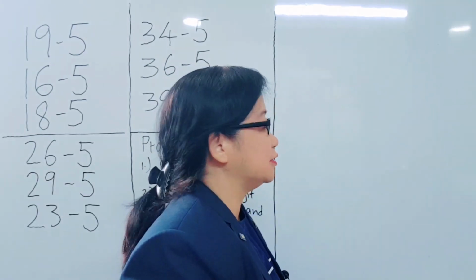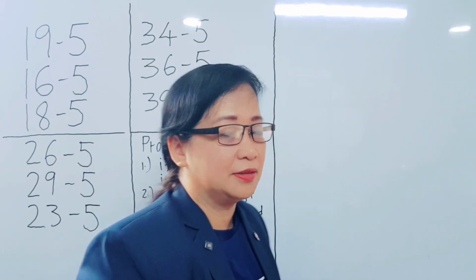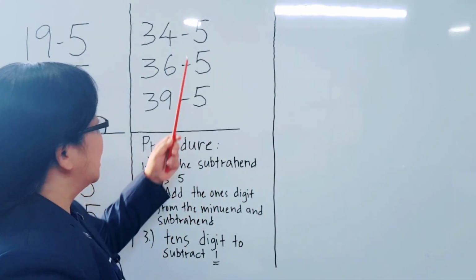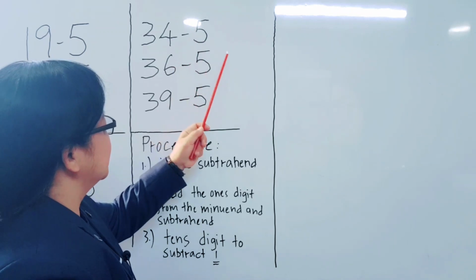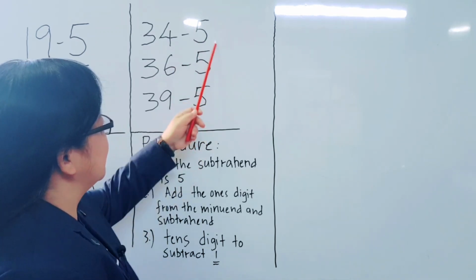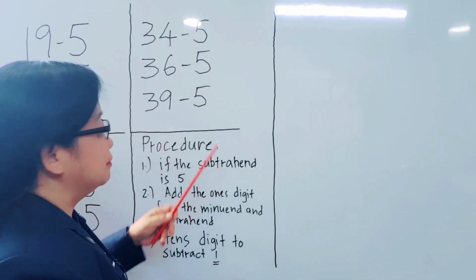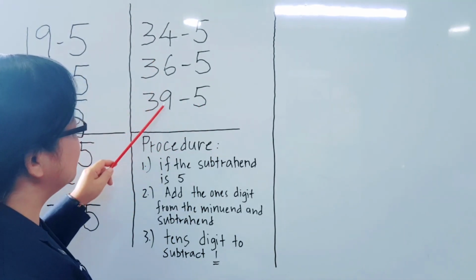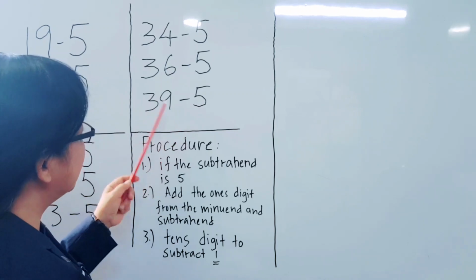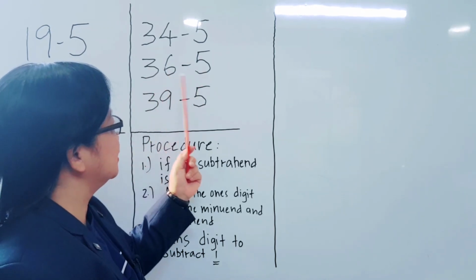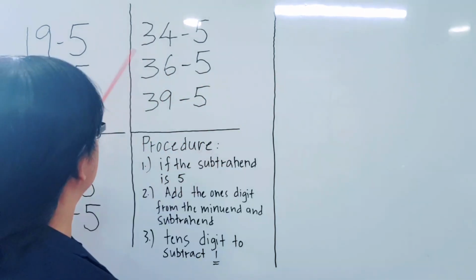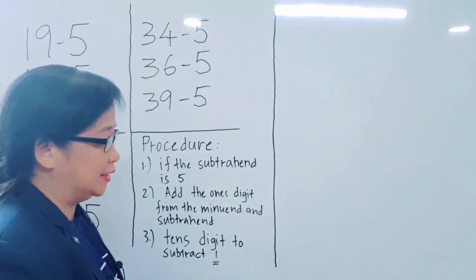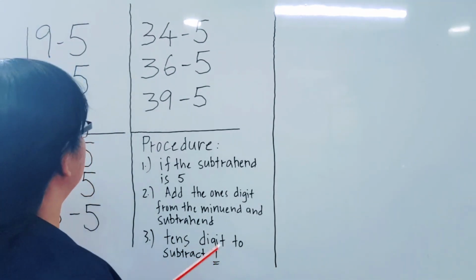Now I will show you the subtraction matrix, which is an easy one. But first, we have to know the following. The subtrahend must be 5. To the ones digit of the minuend, you have to add 5. And then, after adding, for the tens digit, you have to subtract 1. So, now I will show you how.